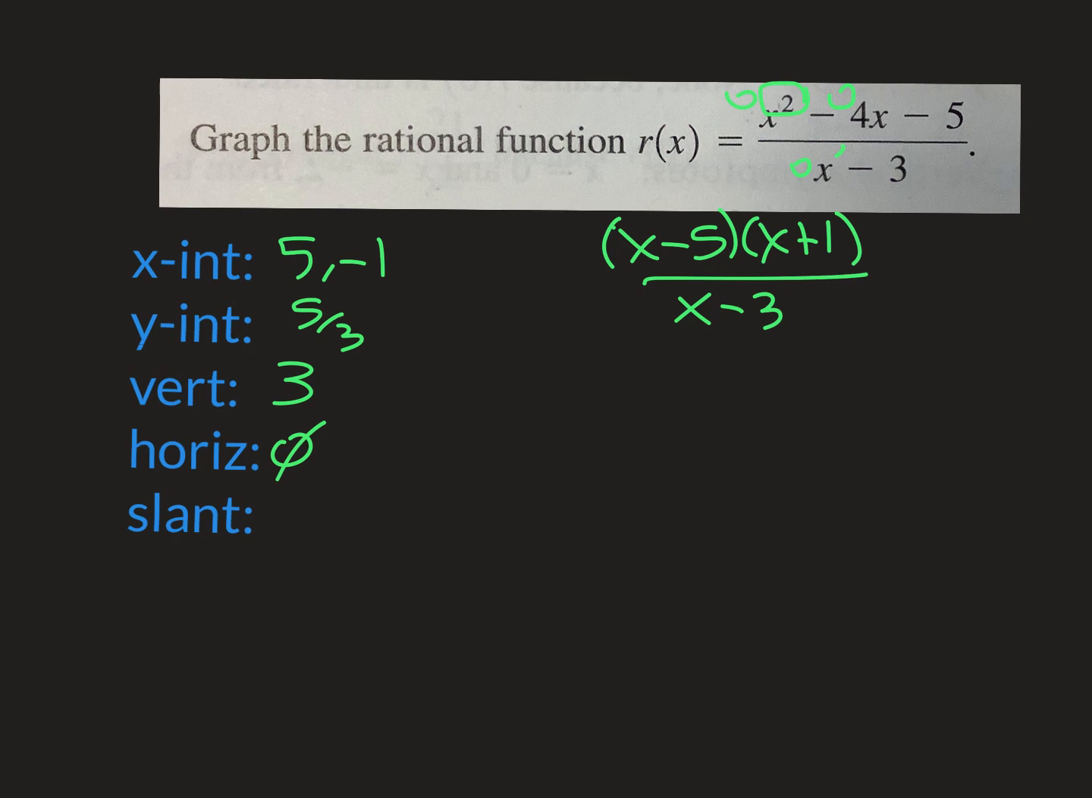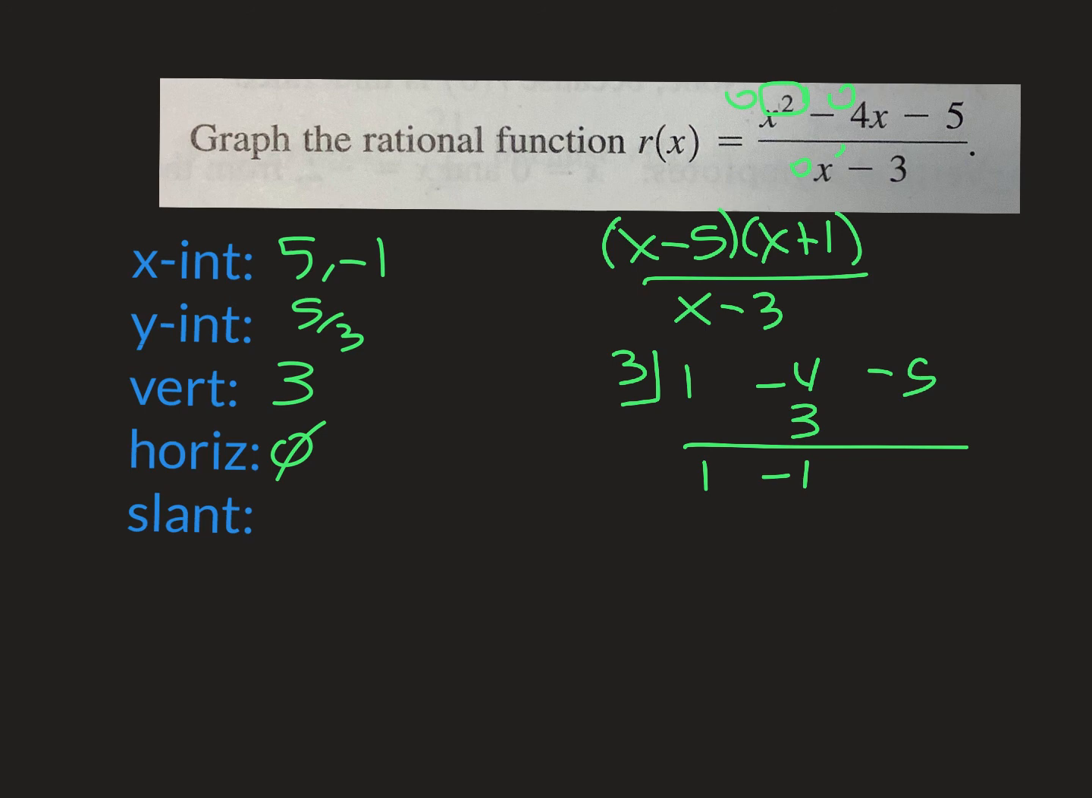Okay, so I've got to find a slant asymptote. And again, the way you do that is you divide. So I'm going to take that x squared. I'm not going to put x squared there. Put a 1 there, a negative 4. I'm just dividing here using synthetic division. 3 goes in the box. Bring the 1 down. 1 times 3 is 3. That's negative 1.